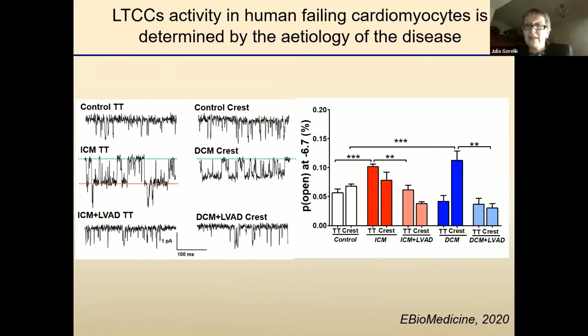This is very, very interesting data. We found in the different diseases, we have a different mechanism of L-type calcium channel distribution with the high open probability. In ischemic heart disease, we have a very high open probability in the T-tubules. In dilated cardiomyopathy, we have these channels in the crest with a high open probability. And very important, LVAD can close these channels and decrease the abnormal open probability.